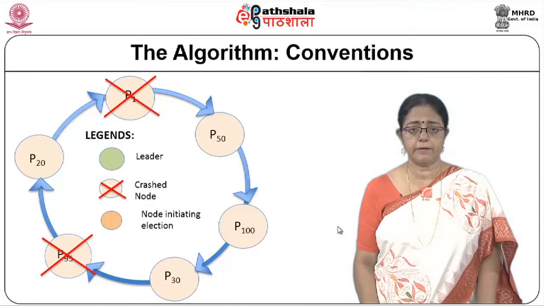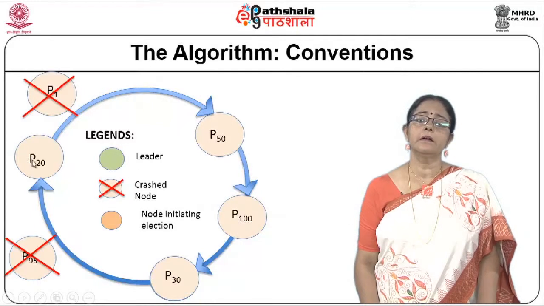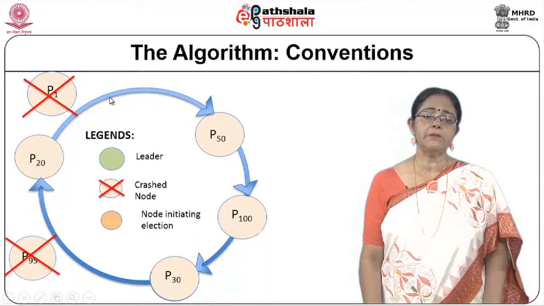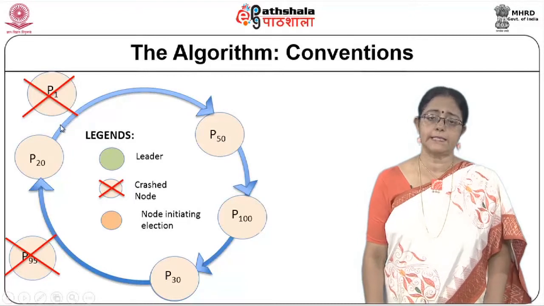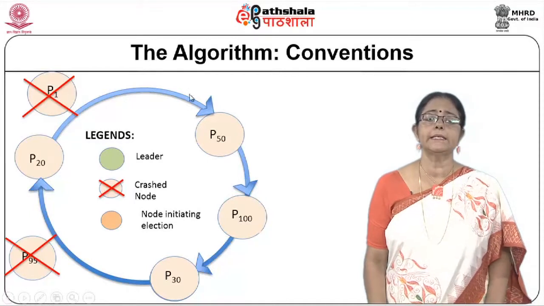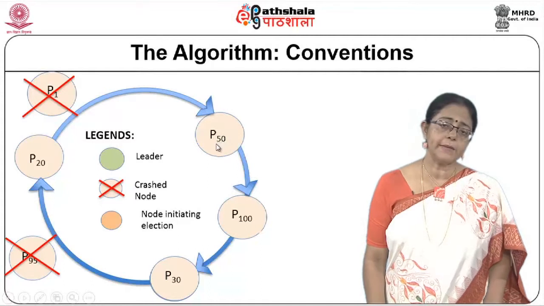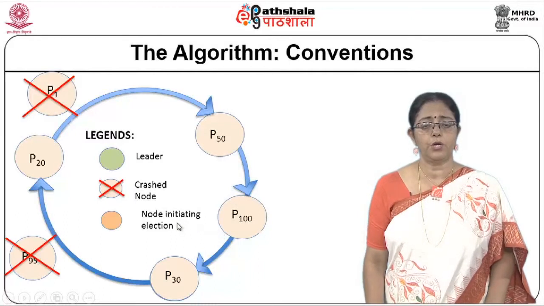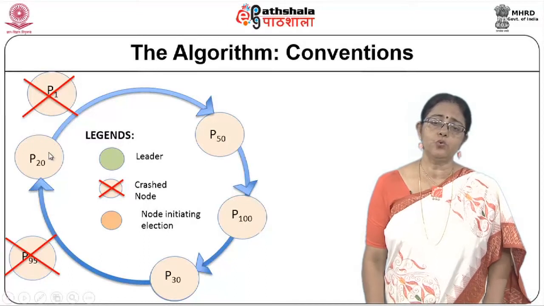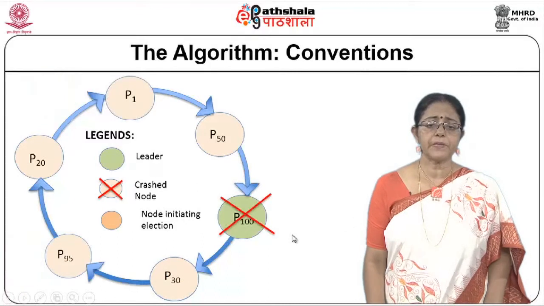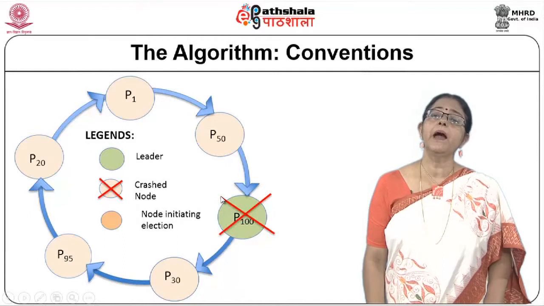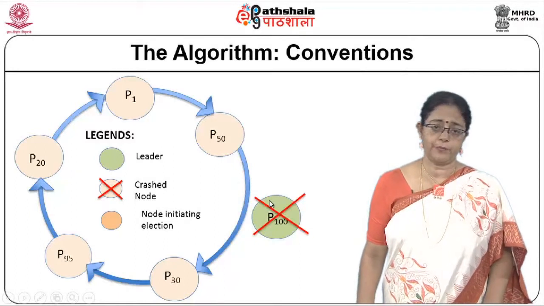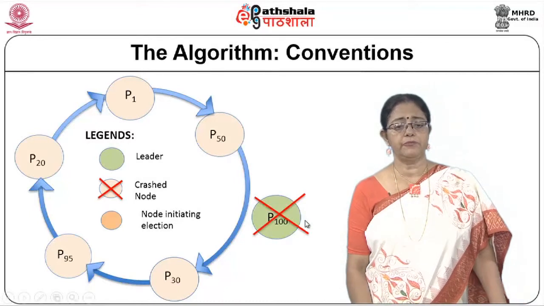Now, if a node crashes in a ring, then we simply remove the node and make the channel from P20 communicate with P50. Earlier, P20 was communicating with P1. Now that P1 has crashed or is not working properly, P20 is able to communicate directly to P50. So, anytime a node crashes, be it the current coordinator or any other node, we remove that node from the ring and let the 2 in-between nodes communicate with each other directly. The same applies if P100, the leader node, has failed: we remove it from the ring and continue communicating between P50 and P30.